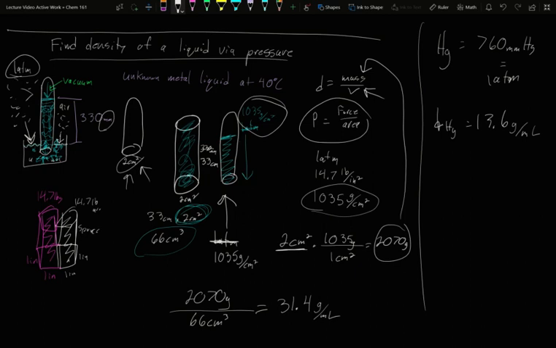So mercury weighs a lot, and it only goes up about 76 centimeters. 33 centimeters is less than half that height. That means you have to have the same weight of material, but in less than half the volume. Well, if you have less stuff for the same weight, you must be more dense. And that's what we see.